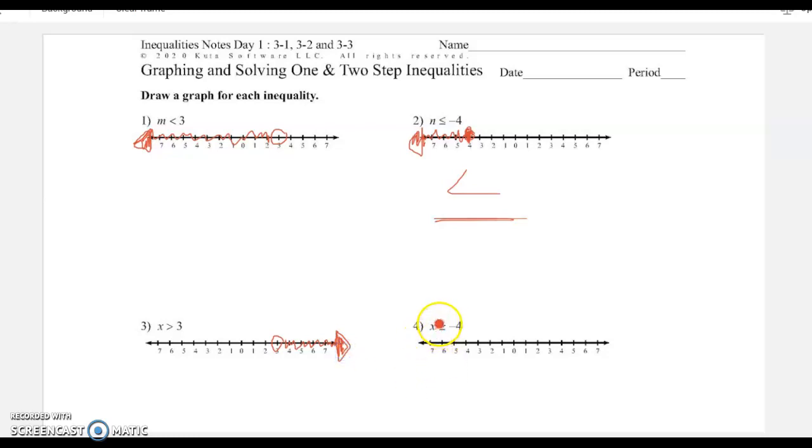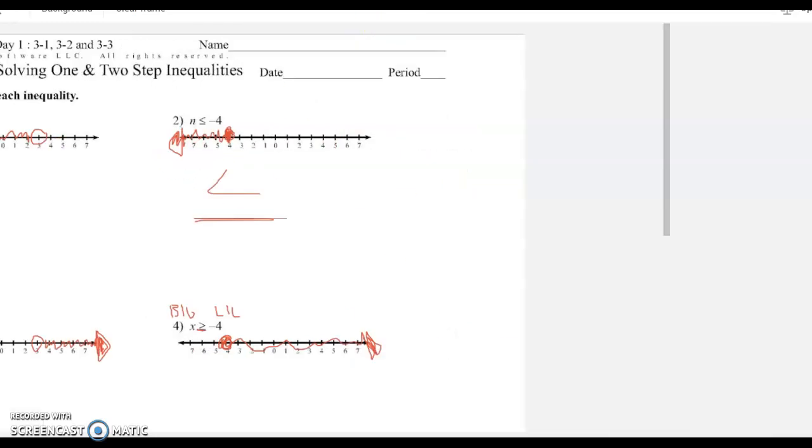Number 4, x is greater than or equal to negative 4. And remember, the Pac-Man always eats the big guy. So since he's eating this way, I know that this side is the big side, and that this side is the little side. So that's one way that I know that that's a greater than. So x is greater than or equal to negative 4 means I would put a dot at negative 4. Negative 4 is included because it is also equal to. And then since it's greater than, the numbers greater than would be to the right. So that's a little review on how you graph an inequality.